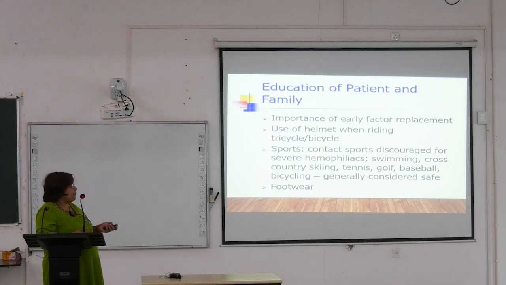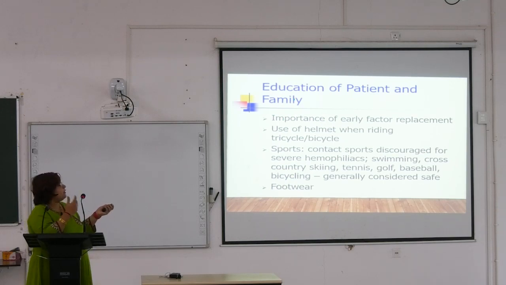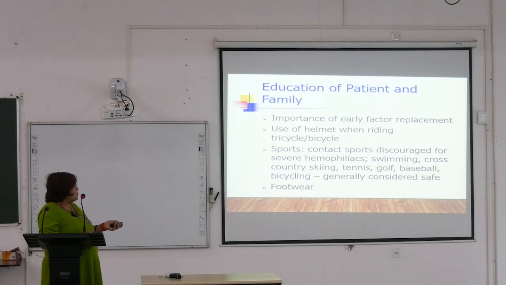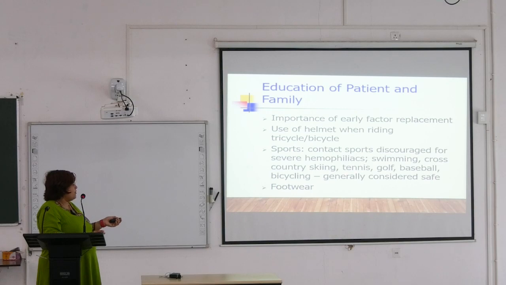And you have to counsel the family, and teach them the importance of early factor replacement. You have to take some precautions, like while the child is riding a bicycle or tricycle, you have to give a protective helmet. All kinds of contact sports are discouraged. Swimming, skiing, tennis, golf, baseball, bicycling are generally safe if the factor level is not less than 1%. In case of mild to moderate disease, you can do these kinds of sports, and you have to be very careful about the footwear.